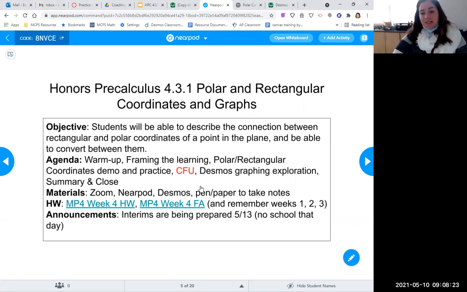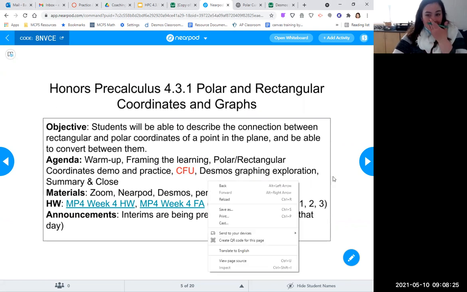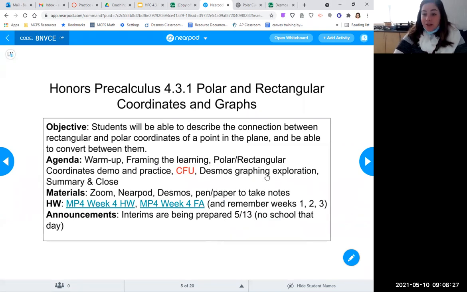The check for understanding is in the middle of the lesson. And then we'll spend the second half of class on a Desmos graphing discovery exploration. Then we'll summarize and close. You'll need Zoom, Nearpod, Desmos, and it's highly advisable to use some pen and paper to take notes.